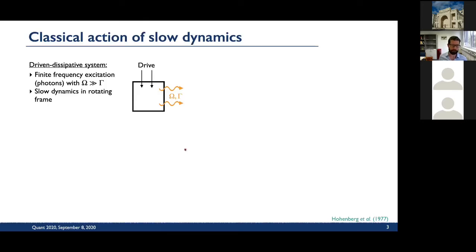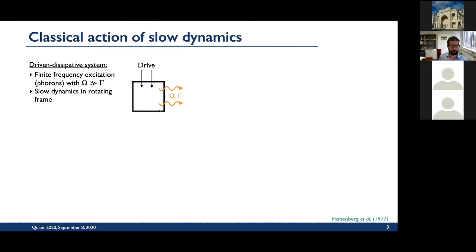Okay, so the systems which we want to investigate are driven dissipative systems. So there's also a drive at a certain frequency, so we look at the physics in a rotating frame at this frequency. And we always have photons which go out, but we assume that the photon loss is low compared to the frequency. Then we can write down effective degrees of freedom, the slow dynamics in the rotating frame, and we would like to write down some equations for that.